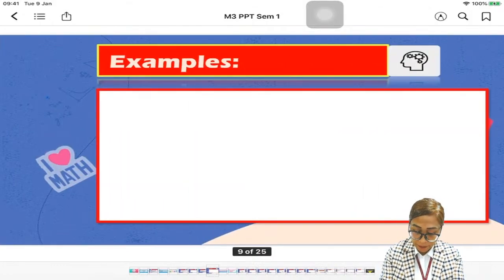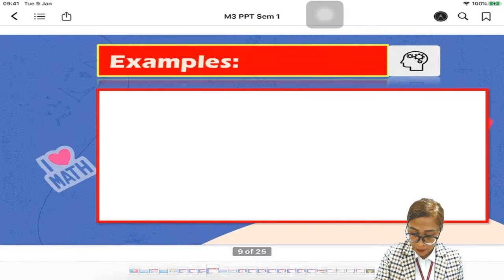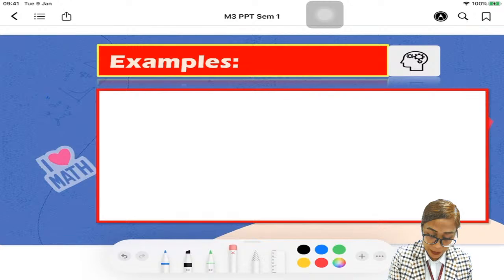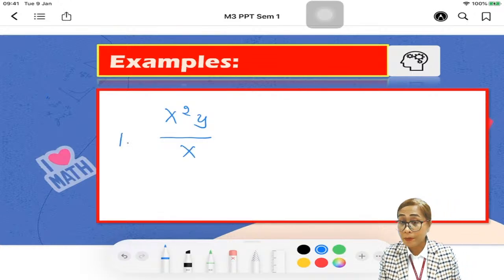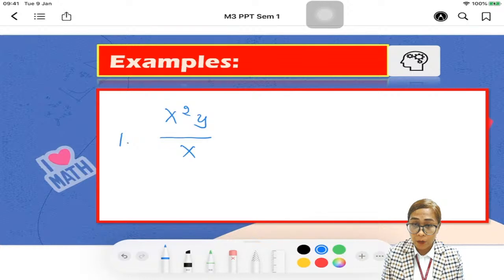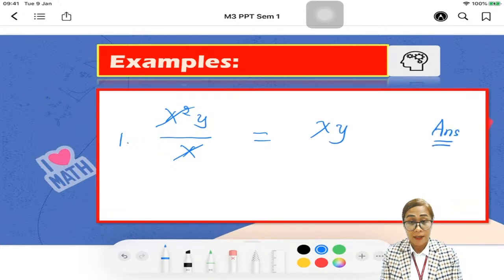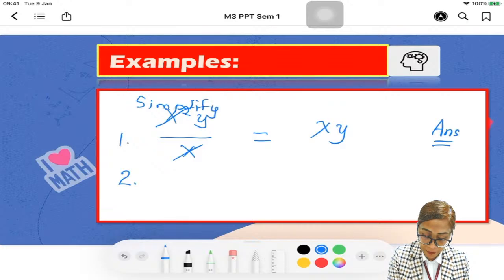For example, students, we have x squared y divided by x. How are we going to simplify x squared y over x? It is x, and copy y. So this is the answer. This is an algebraic fraction.